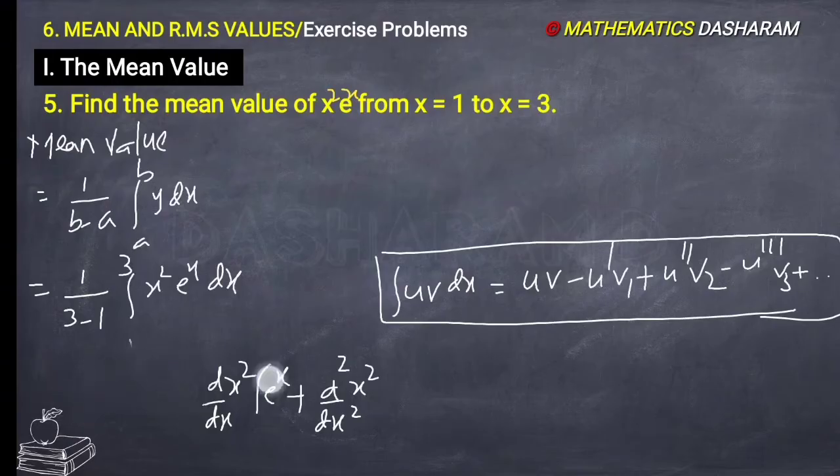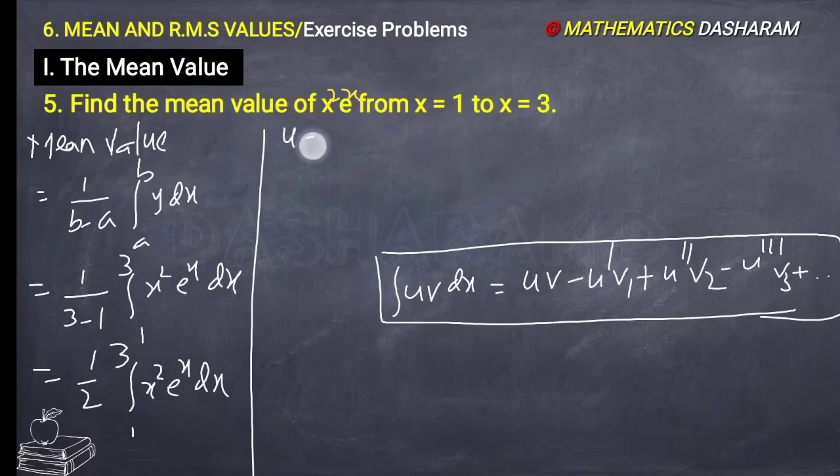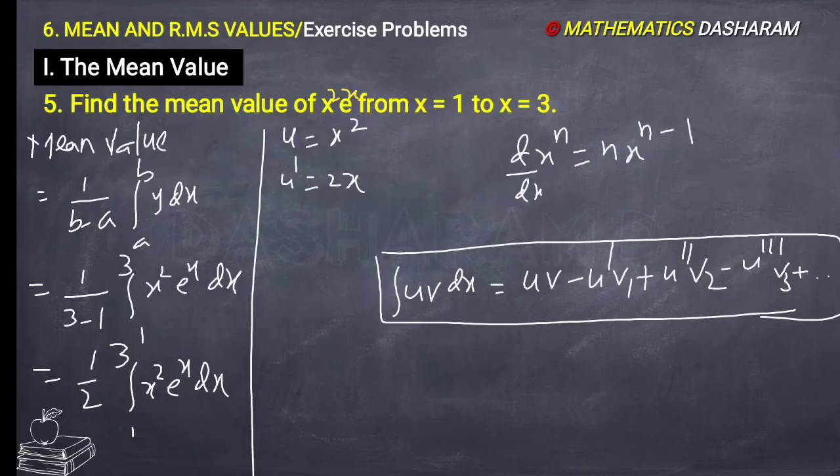Next, let us find out the values first. Here 1 by 2 integration 1 to 3 x square into e power x dx. First u equals to x square, u dash equals to 2x, because derivative of x to the power of n equals to n into x to the power of n minus 1. U double dash equals to 2. Next, if you are doing the third order derivative, you will get the 0 answer. So that is why only second order derivative is enough.